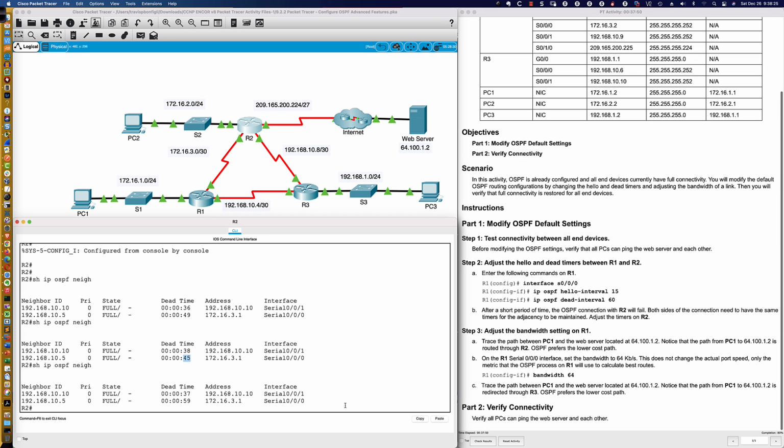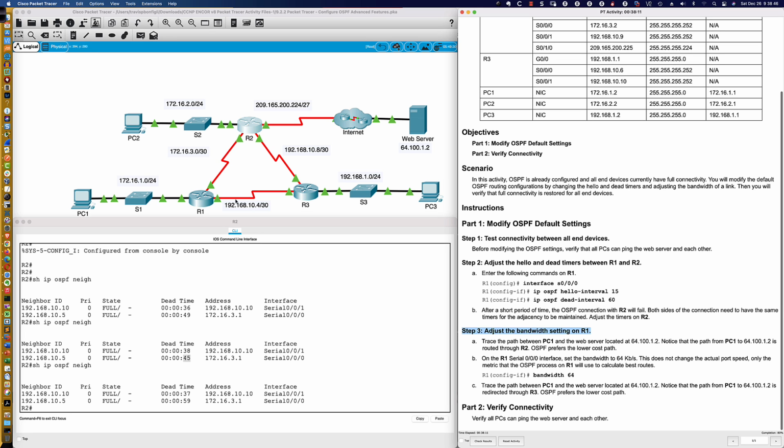That's another function of hello packets in OSPF. So now we're down to step 3. We're going to adjust the bandwidth setting on router 1. Now, this is extremely important. And I'm going to make some statements here that I'm going to caveat, because you have to caveat these statements.